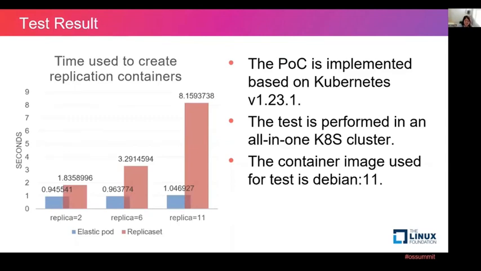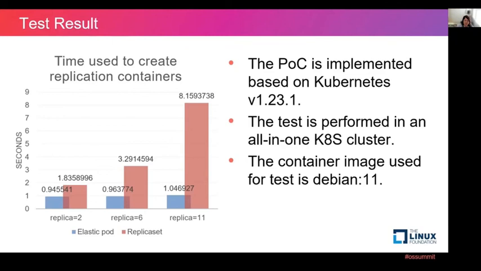Based on the implementation demoed above, we also performed a test to compare the time used to create replications using Kubernetes replica set versus our elastic pod method. The test is performed on an Intel NUC with 16 gigabyte memory and 8-core CPU, in an all-in-one Kubernetes cluster. Our code base is implemented based on Kubernetes 1.23 code base. And the container image we use for test is Debian 11, which is pre-downloaded onto the host.